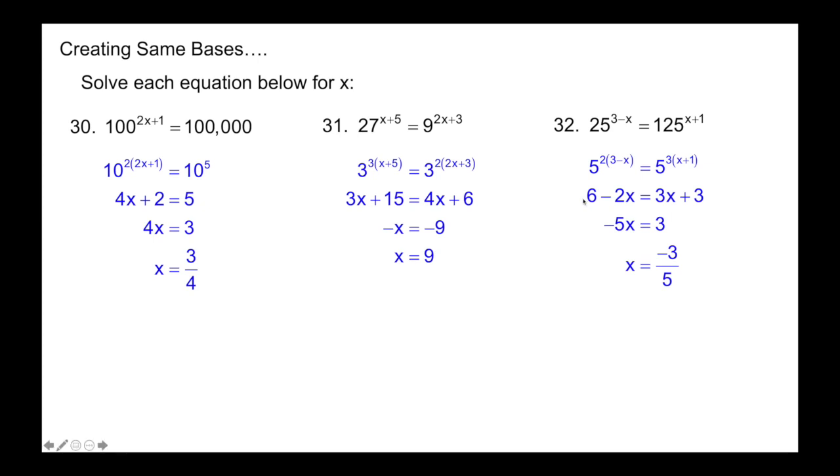Distribute those in, we end up with 6 minus 2x on the left side, 3x plus 3 on the right side, and we solve from there. So from there, if I subtracted 3x over, I get negative 5x here. If I subtract that 6 over here, I should have ended up getting a negative 3 right here. And then from there, if I divide both sides by a negative 5, it actually should have come out to be positive 3/5 on this problem. So this, again, is a typo. We do want to go with positive 3/5 as our answer here.